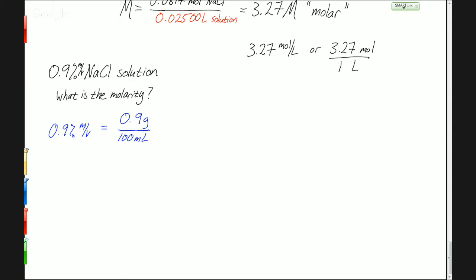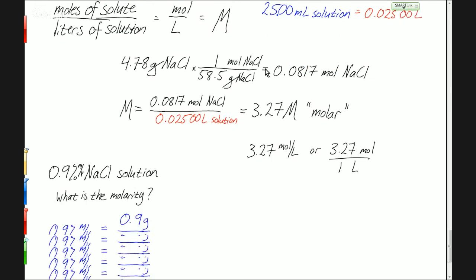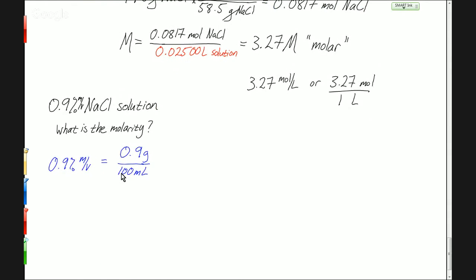When it's written this way, it should be a little clearer how we have a similar situation to what we just did. We have a mass, we have a volume. We can convert the mass to moles, we can convert the volume to liters, divide those two, and we've got the molarity. So let's do that.